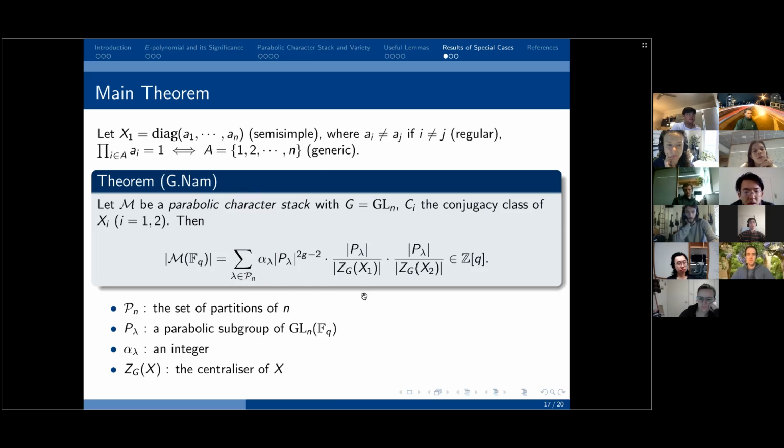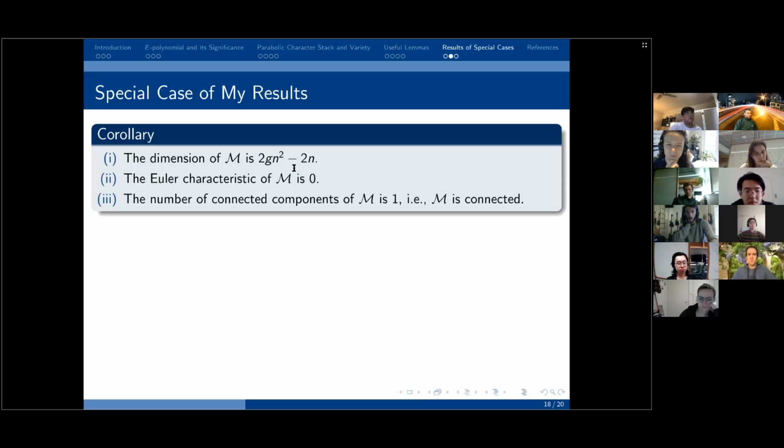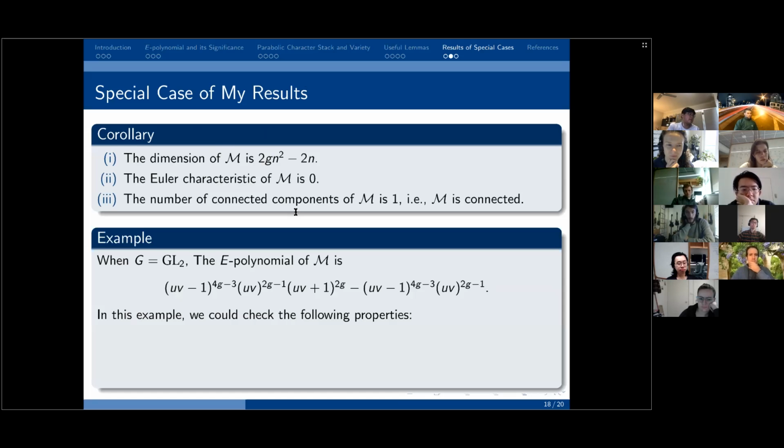By computing this counting polynomial, we can now get some properties of the parabolic character stack M. At first, the dimension of this M is 2g times n squared minus 2n. And each Euler characteristic is 0. And the number of connected components is 1. So M is connected. We can figure this out by computing the leading term of this E-polynomial.